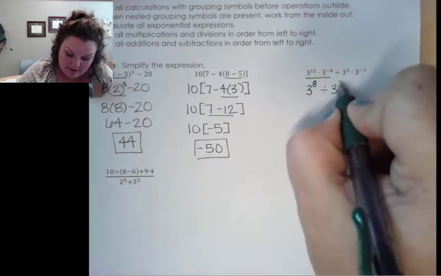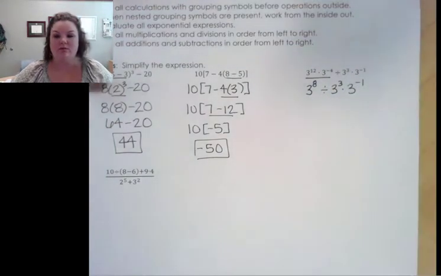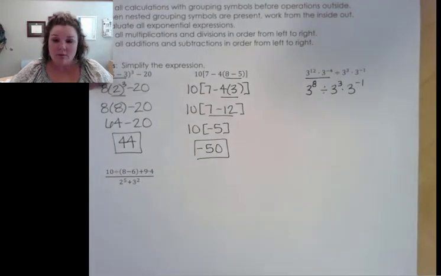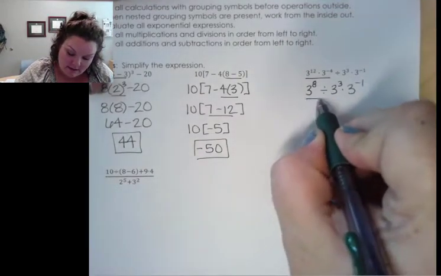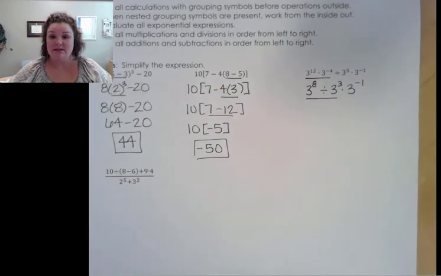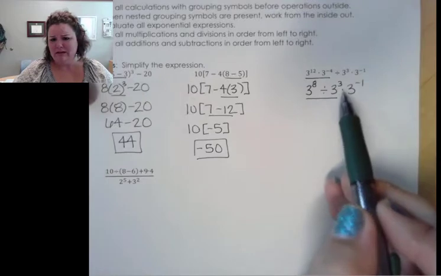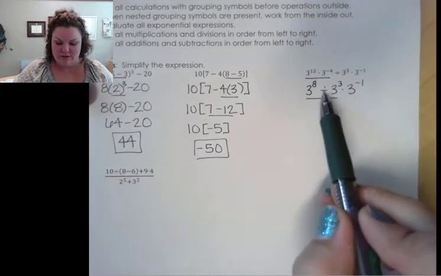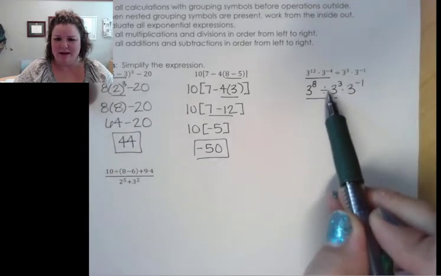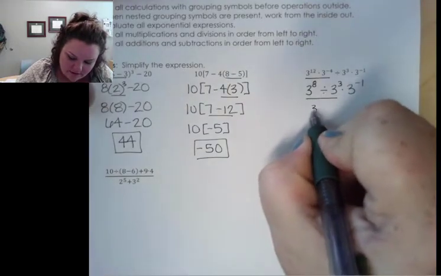divided by 3 to the third times 3 to the negative 1. Okay, so now I want to look at the next one. The next one is my division, because again, I'm just going left to right. So when I divide, I don't normally look at it like this, right? Division means this guy's going to go in the denominator, right? So I'm just going to write it like that to help us visualize it.